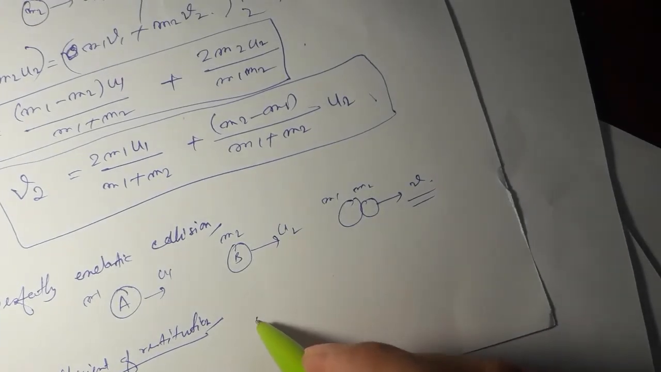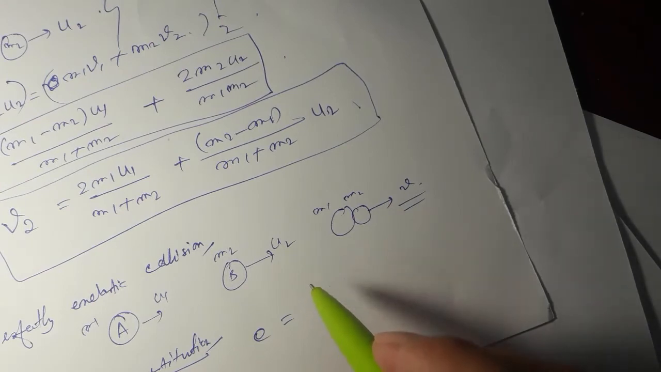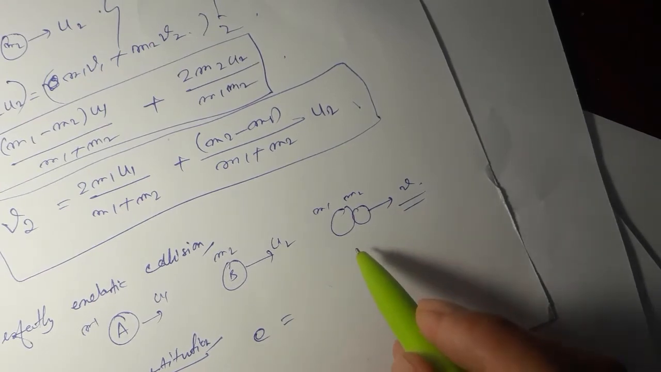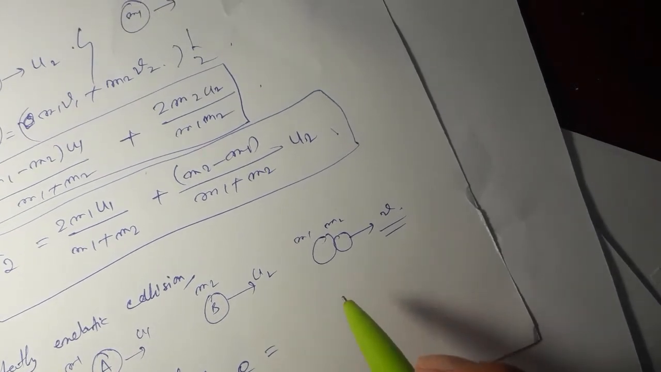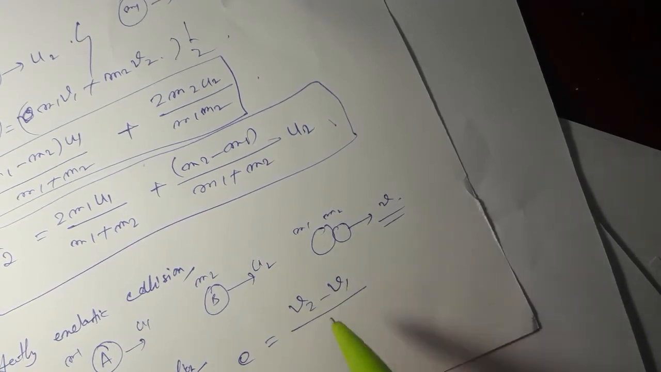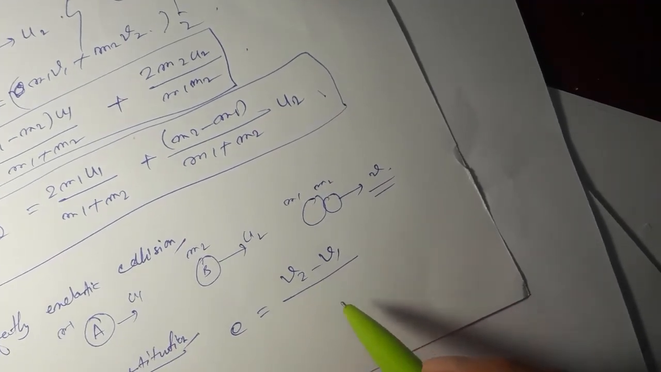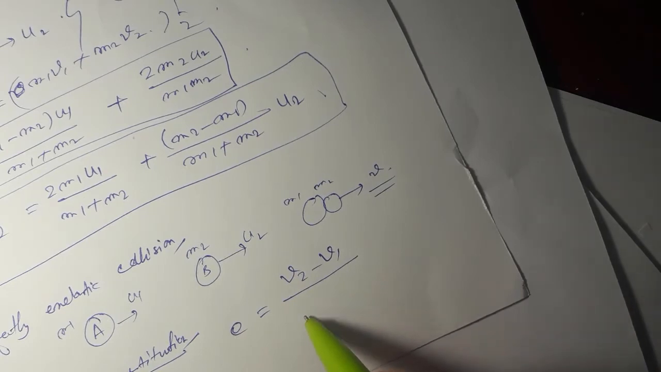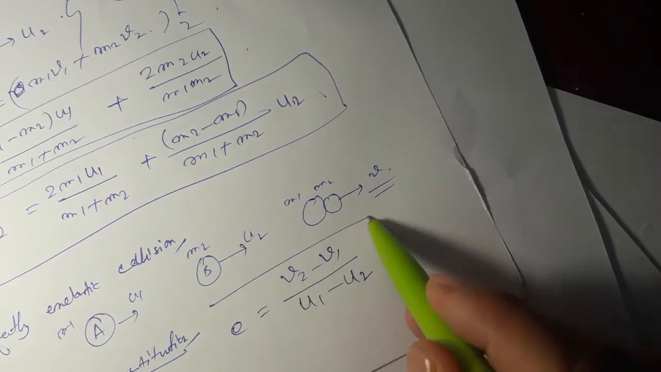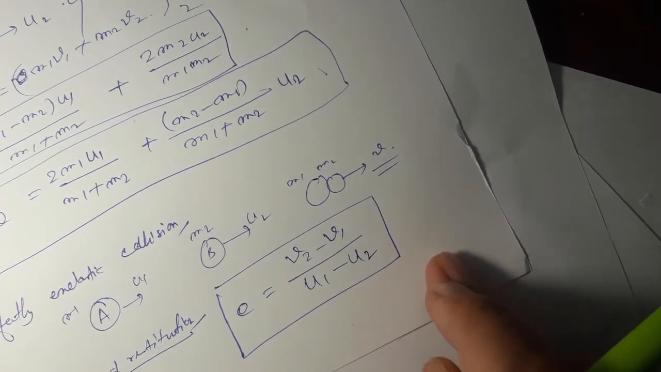is given by e is equal to the relative velocity of separation after collision. After collision, the relative velocity of separation will be v2 minus v1, divided by the relative velocity of approach here. Means that for approaching, the two velocities are u1 and u2 here, so here will be u1 minus u2. This is the equation that we have to use for coefficient of restitution, especially for numerical calculation.